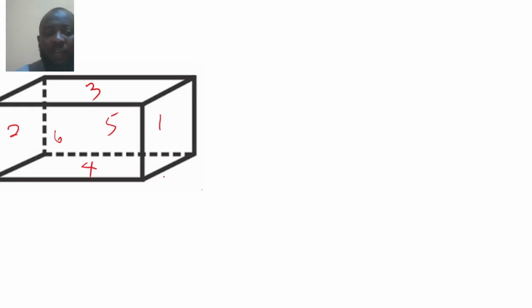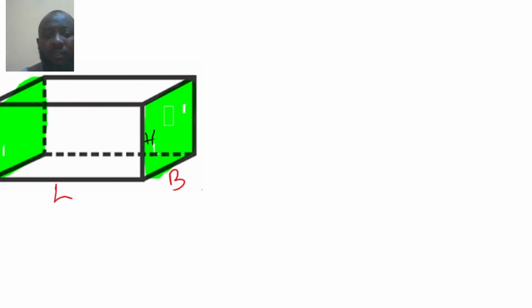So you find the area of this one. If you look at this, this is the length, this is the breadth, and this is the height. So look at what I'm going to do. Let me erase the numbers. We'll be picking them one by one: the length, the breadth, and the height. Now I will shade these parts, and this part first. I hope that is clear.